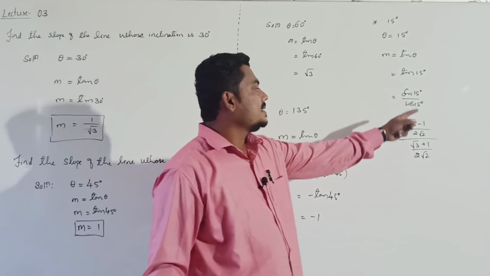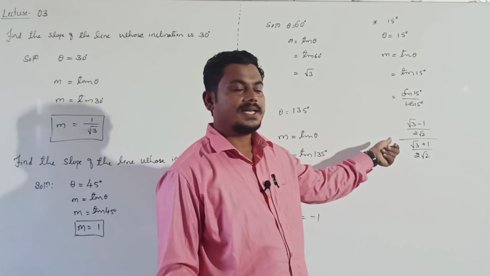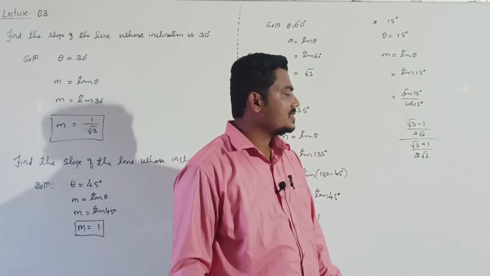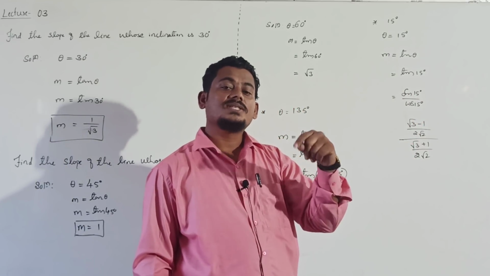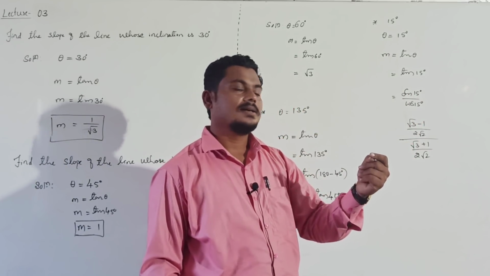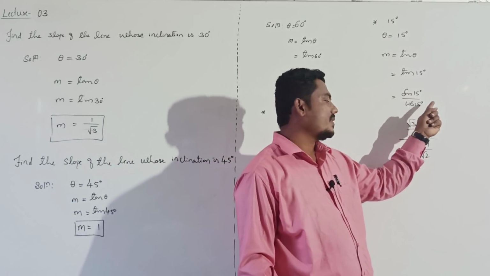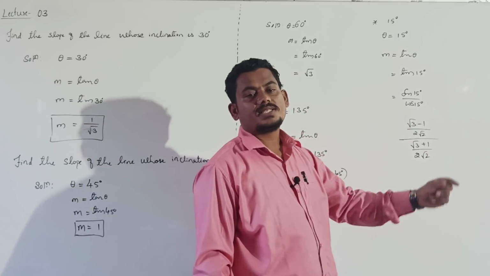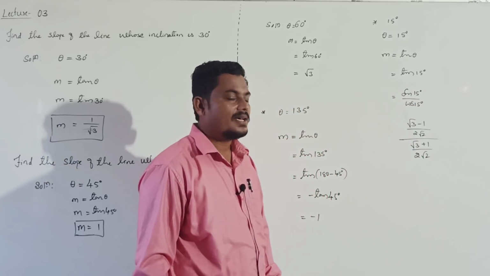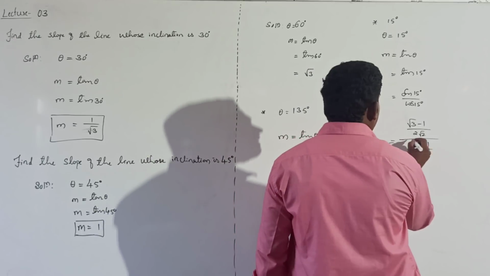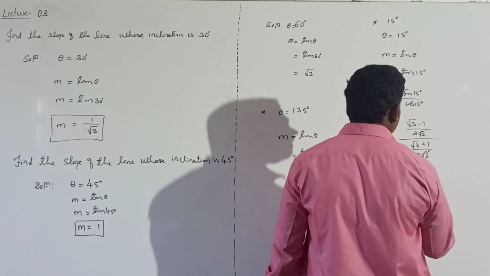60 minus 45: sin of a minus b, the middle sign is minus; cos of a minus b, the middle sign is plus. Sin 15 can be written as sin of 60 minus 45. Similarly, cos of 60 minus 45. If you expand by using cos of a minus b and sin of a minus b, then the denominators get cancelled. Then root 3 minus 1 divided by root 3 plus 1.